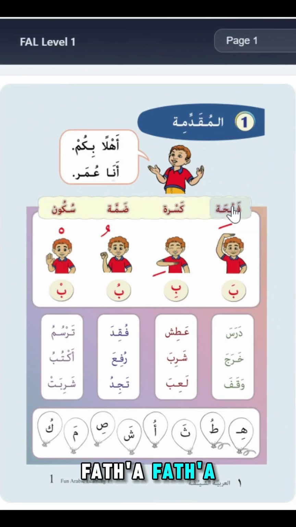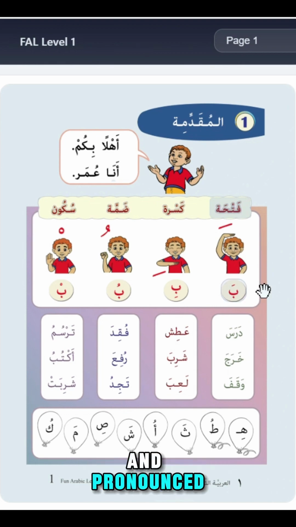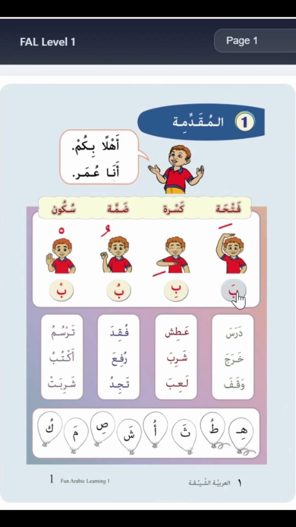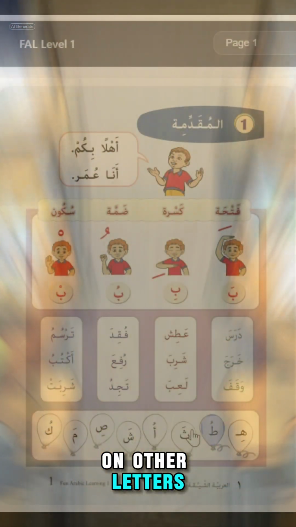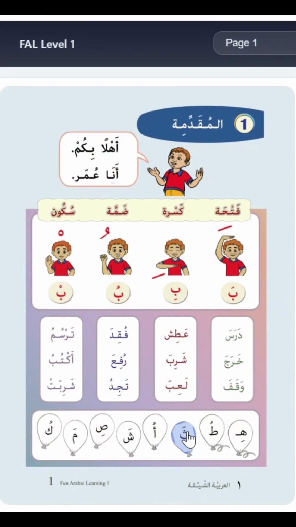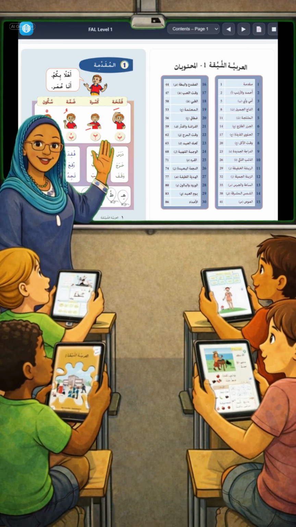فتحة. Watch how this diacritic is written and pronounced. باء فتحة باء. This is what it will sound like when applied on other letters. ثاء، شا، ما. Now, on to the next one.